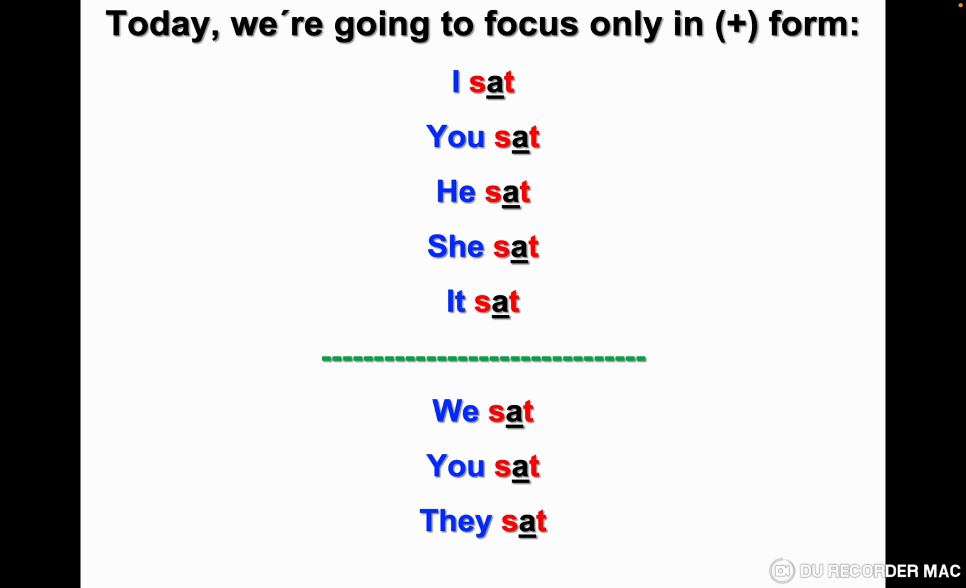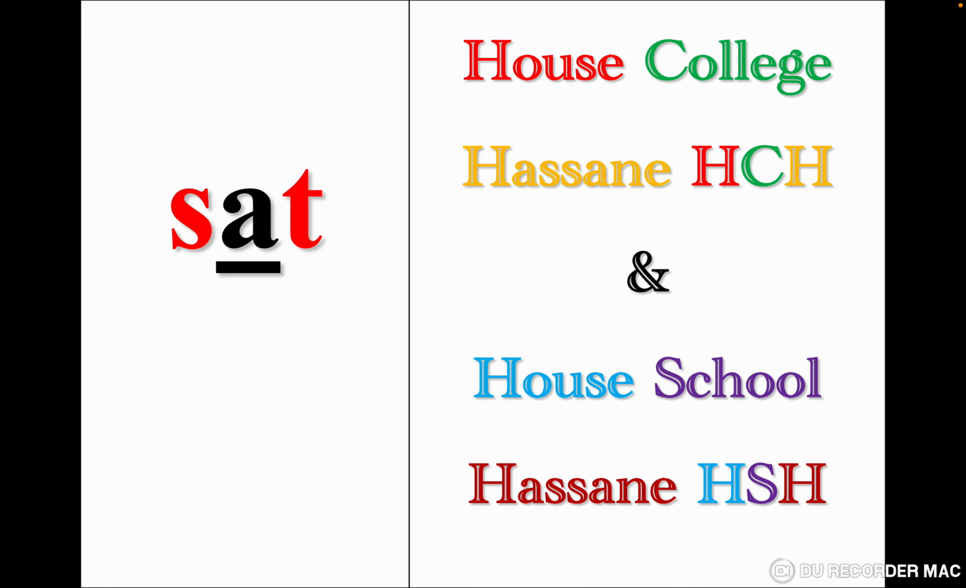Let's go to the question. Some students may write, did you sat? It's not correct. The correct question is, did you sit? So regular verbs or irregular verbs, the past form of the verb, we use it just in the positive form. We don't use it in the negative and we don't use it in the question. I hope you understood this point. Let's continue. Sit, the past sat.